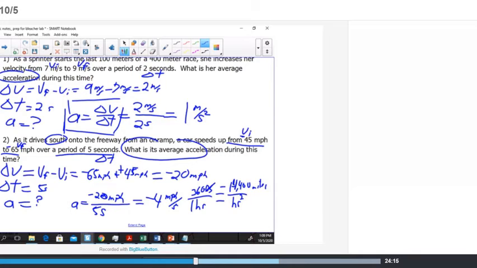So the whole point I'm trying to make here with these units is that sometimes it looks weird, but we're used to seeing things like this. We know what 4 miles an hour is.